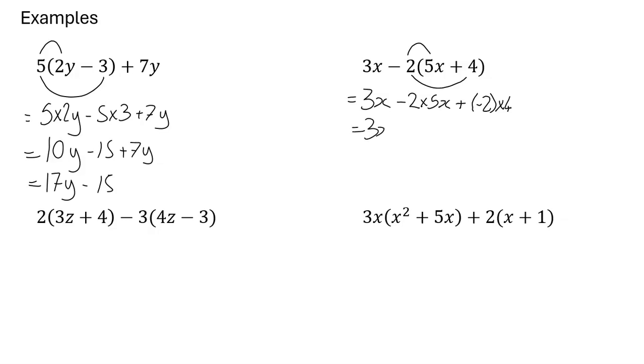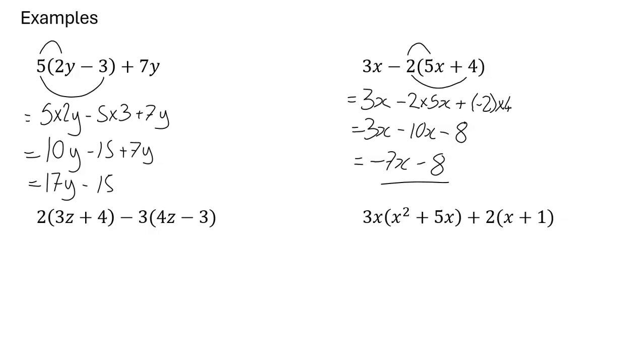So I'll then have 3x, and I'll have minus 10x. This will then become minus 2 times 4 gives me negative 8, plus minus 8 plus minus becomes a minus. And then we simplify it and we get negative 7x minus 8 is our final solution for that one.